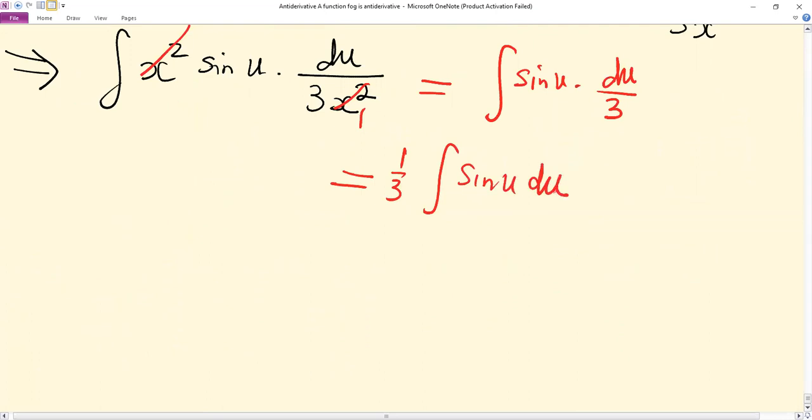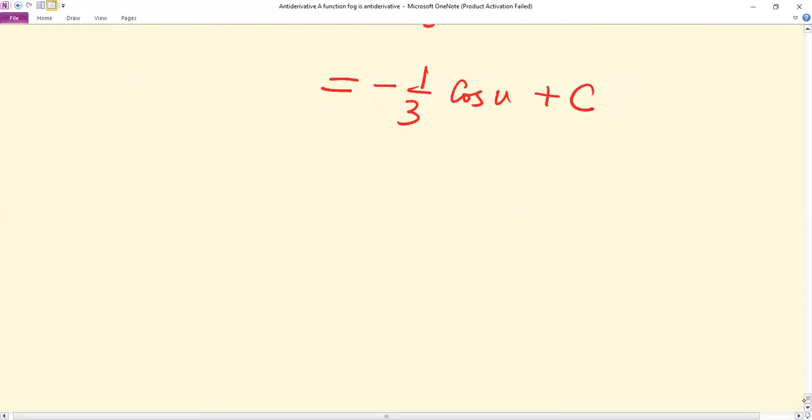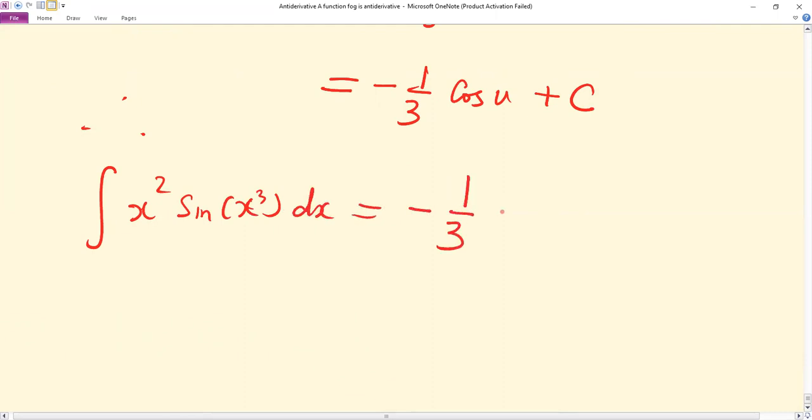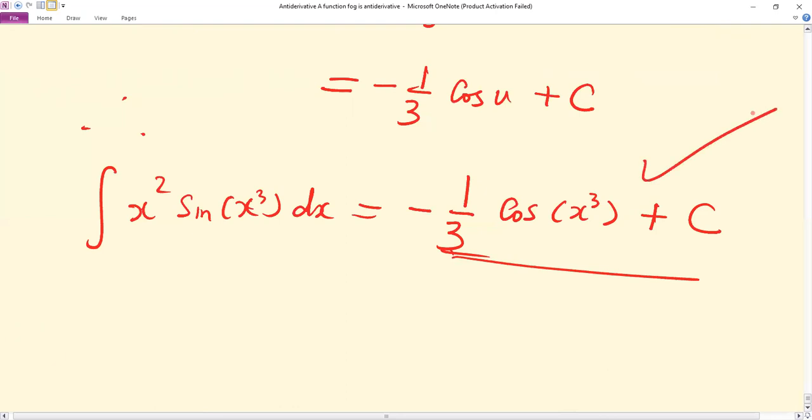And from our earlier discussion, the integration of a sine function is a negative cos. So this is negative a third cosine of u, then plus c. But remember, u is our own equation, so don't leave your answer in terms of u. So the integral of x squared sine of x cubed dx is negative a third cosine of, so where there's u, you put x power 3, and then plus c. So this is the solution to that given problem.